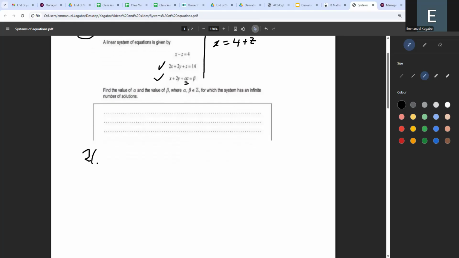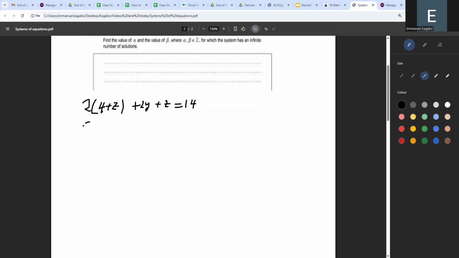So it's going to be 2 bracket 4 plus z, plus 2y, plus z is equal to 14. Altogether, guys, I hope you understand that. Very good. Now, when I open the bracket, what does that mean? It will give me 8 plus 2z, then plus 2y plus z, equals 14. Okay? Now, the next step is collecting like terms.